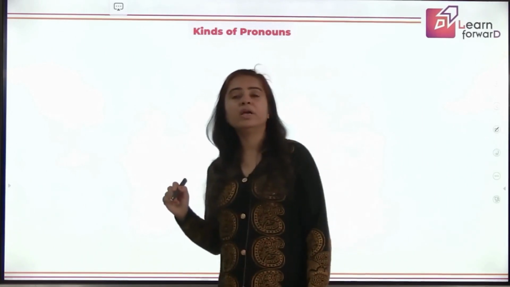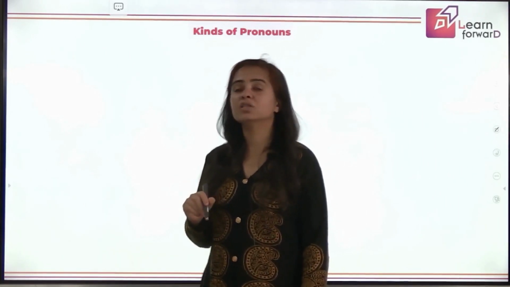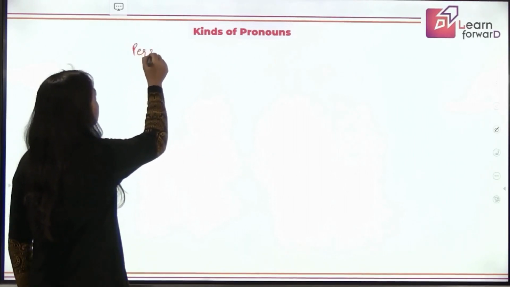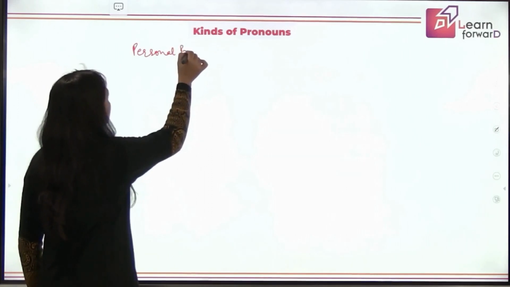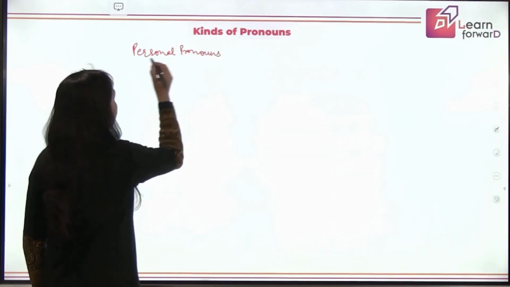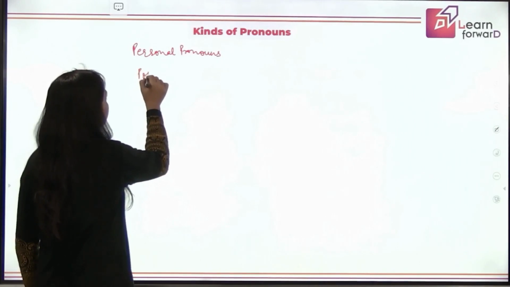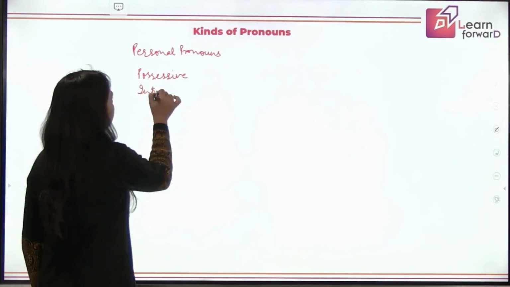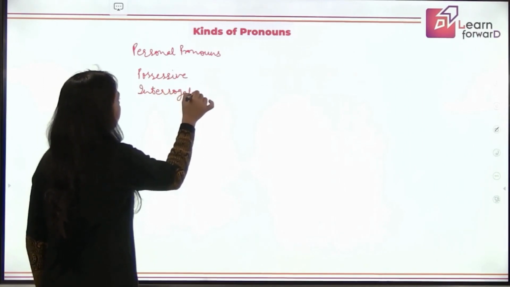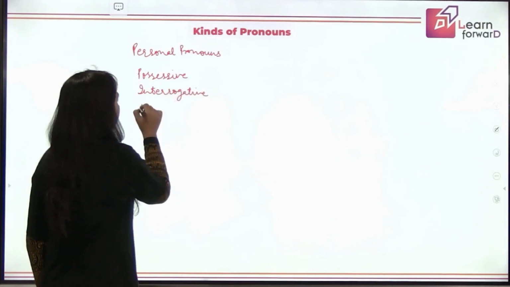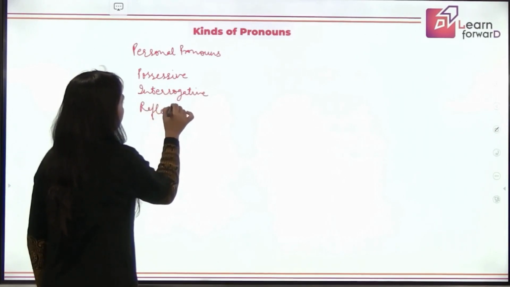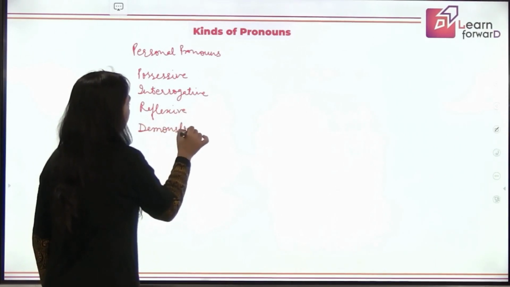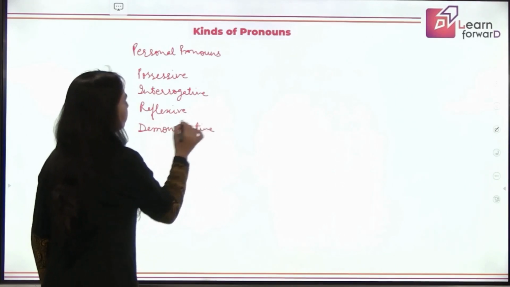Now, going ahead, we will be learning about different kinds of pronouns. The different kinds of pronouns I'll quickly list here. We have personal pronouns. Then we have possessive. We also have interrogative. And then we have reflexive and demonstrative. This is what you will be doing in this grade, right?